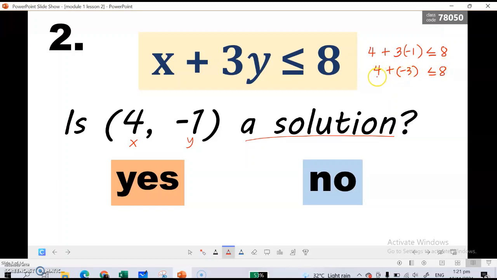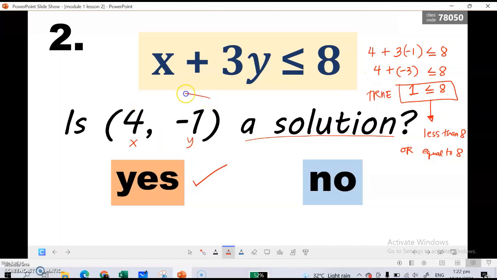You can write this actually as 4 minus 3. Okay, so 4 minus 3 is 1. 1 daw is less than or equal to 8. Is this a true statement? Okay, pag sinasabing less than or equal, pwedeng less than 8 or equal to 8. So, either of this, kung sino dyan yung totoo, eh pwede. But we know that 1 is less than 8, therefore this is a true statement. Since it is a true statement, the ordered pair 4 and negative 1 is a solution. So we would say yes.